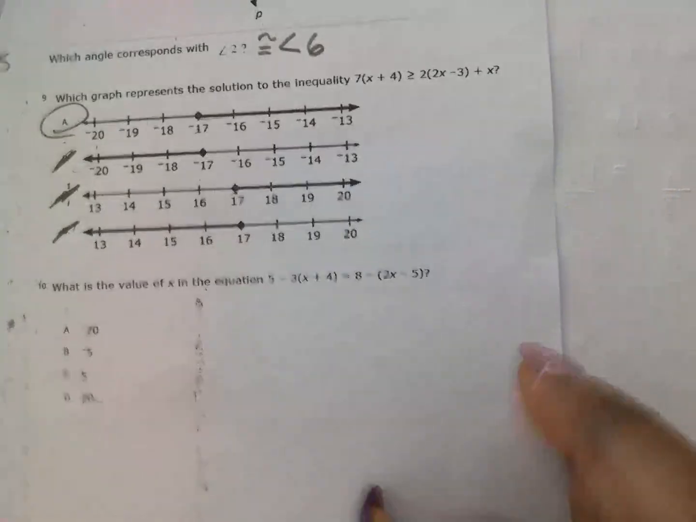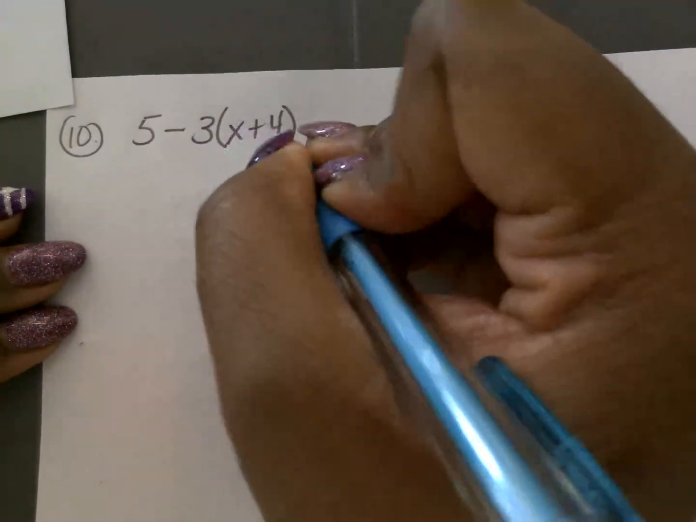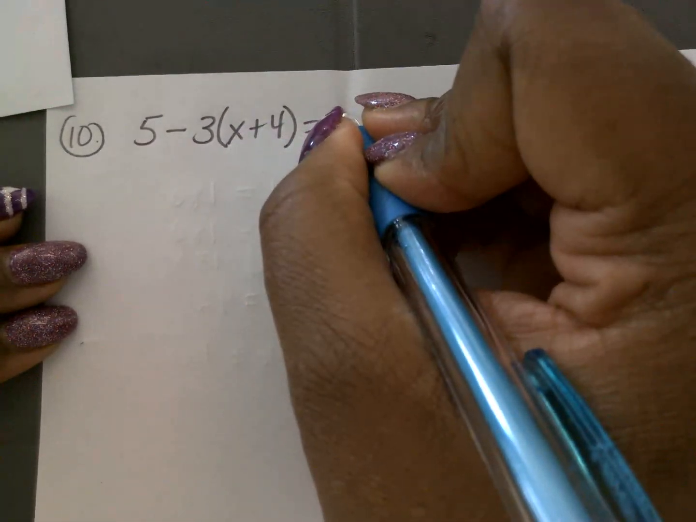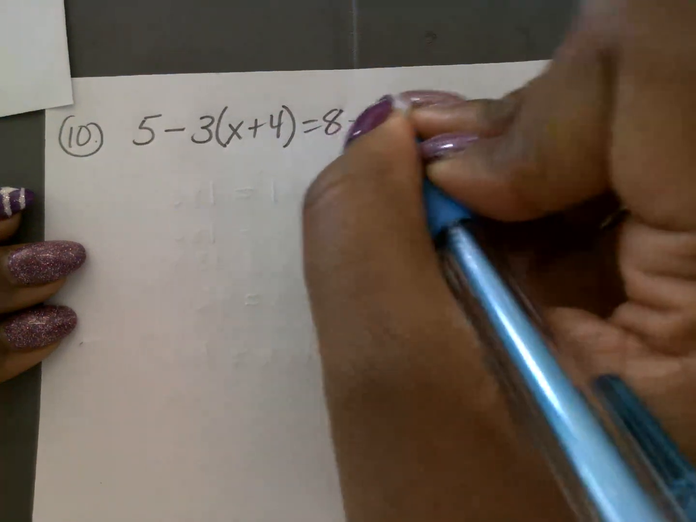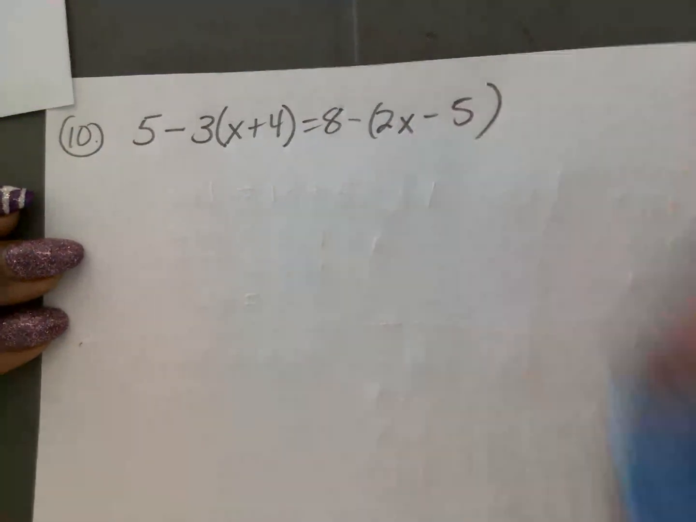Okay, let's look at number 10. What is the value of x? So for number 10, we have 5 minus 3, parentheses, x plus 4 is equal to 8 minus, parentheses, 2x minus 5, okay?